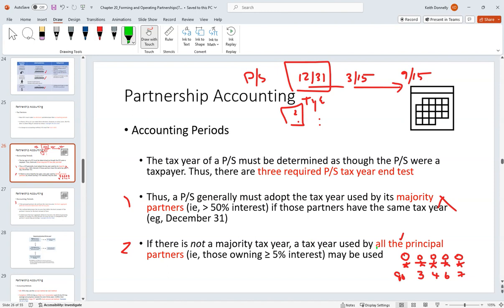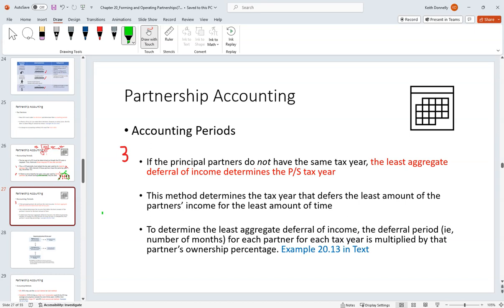What you then do here is you look at the principal partners, namely those who own more than 5% interest. This guy, this girl, this guy, and you say, do all of them share the same tax year end? If they do, we'll use that tax year end. If we fail that second test, then essentially what you're going to do is figure out the tax year end that results in the least aggregate deferral of income.